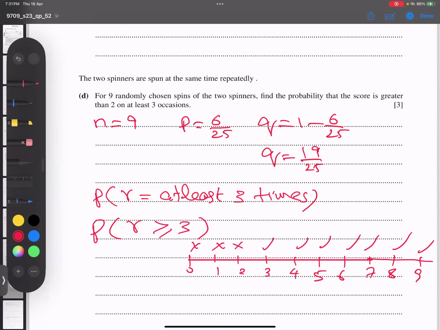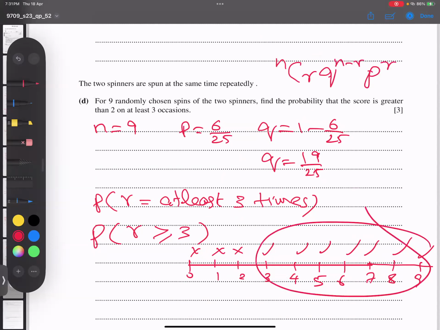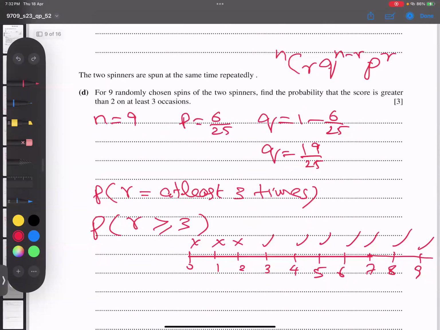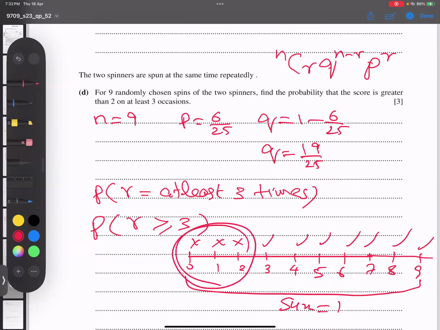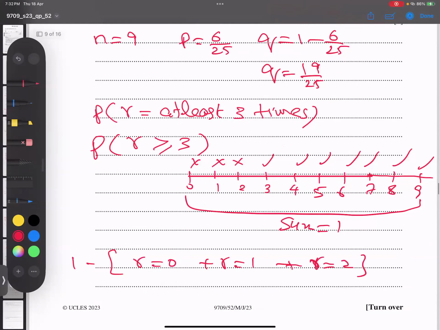One option is I will find all these probabilities, but it's very hard. The binomial formula I'm writing on the top here: nCr q to the power n minus r and p to the power r. So this formula I have to use 7 times, but it's very awkward and very hard. The sum of all probabilities equals 1. Why can't we find this one and subtract from 1? This is an easier way: 1 minus r equals 0 plus r equals 1 plus r equals 2. So this is an easy approach.